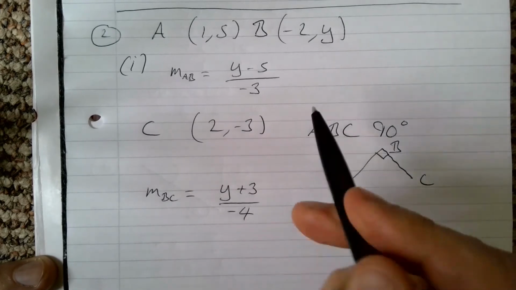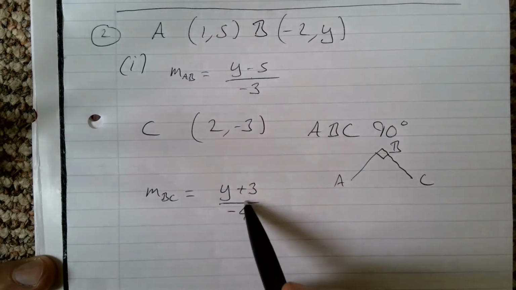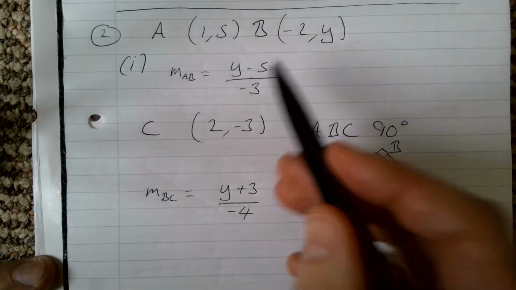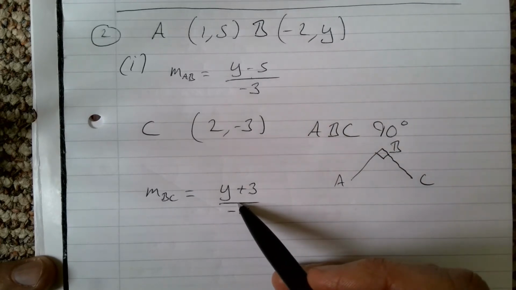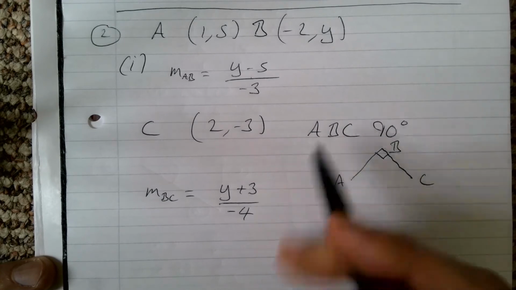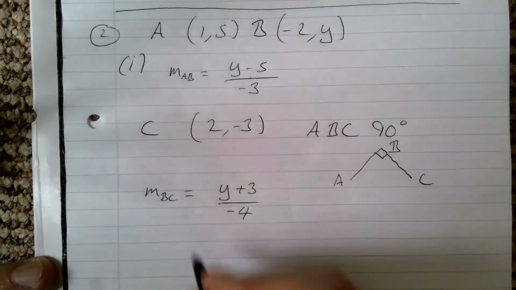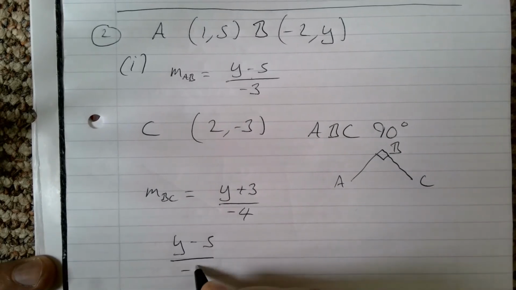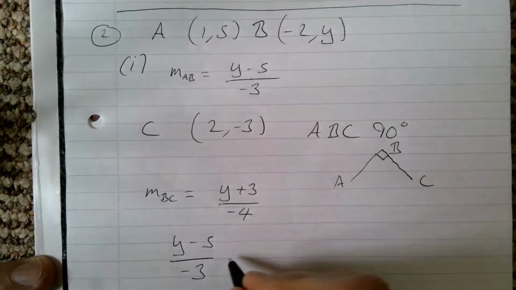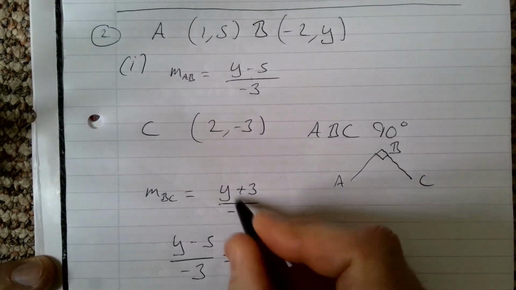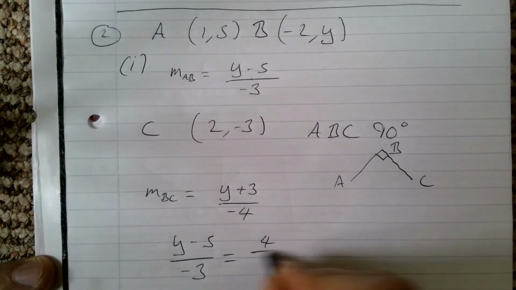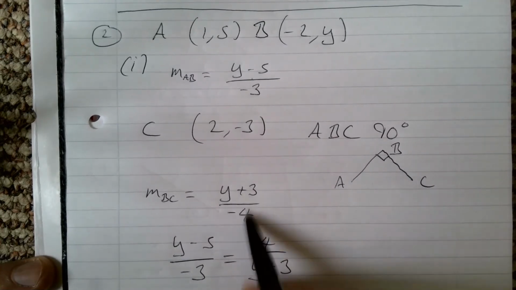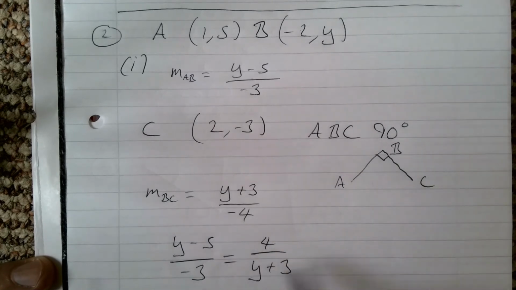So let's take a look at our two gradients. This gradient here and this gradient here are supposed to be perpendicular to each other. So either if we multiply them together, they should give us minus 1, or one is a negative reciprocal of the other. So let's set it up that way. I'm going to go for (y - 5)/(-3) equals, and those two things must be equal if I turn this one upside down and change it from a plus to a minus. So that would be that one there. I hope that makes sense. I've turned it upside down and I've changed my positive to a negative.